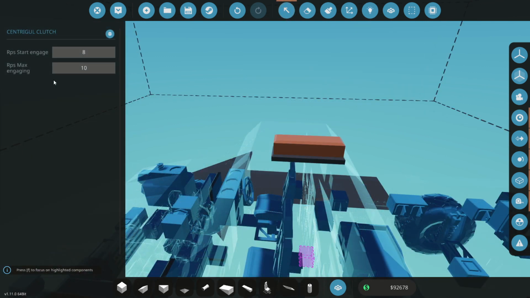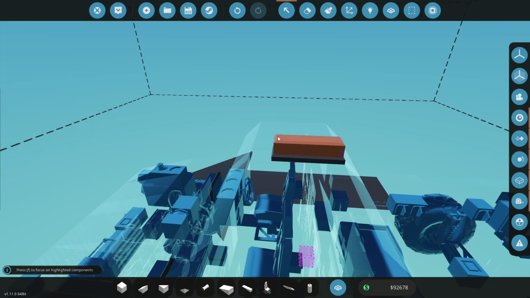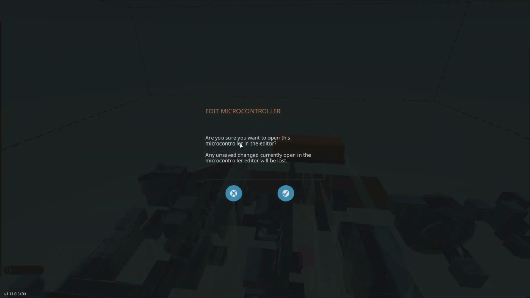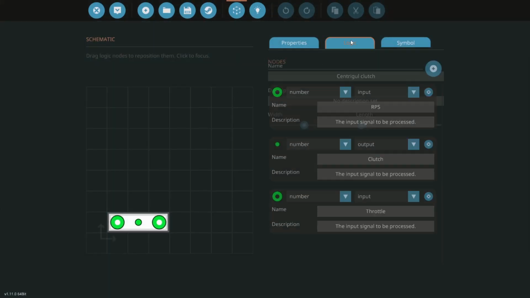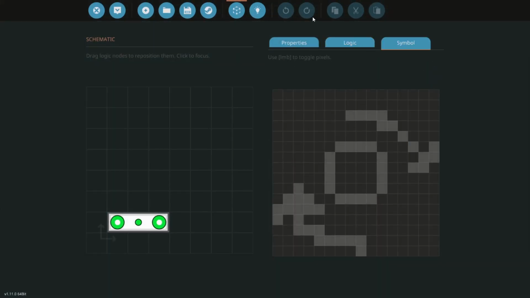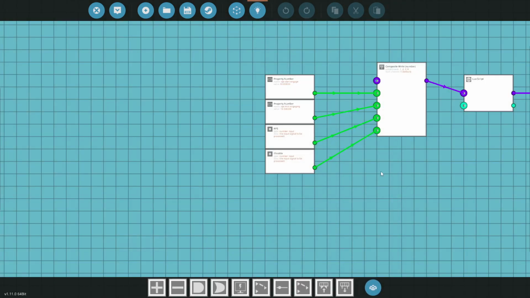Okay, so as you guys can see, we've got RPS start engage and RPS max engaging. That's 8 and 10. I would assume this could be like 5 and 15, but I'm not sure. I'm just gonna leave it at what it was before because otherwise we might have more issues because of me. Who knows? Anyway, let's go into logic and have a little look at this.